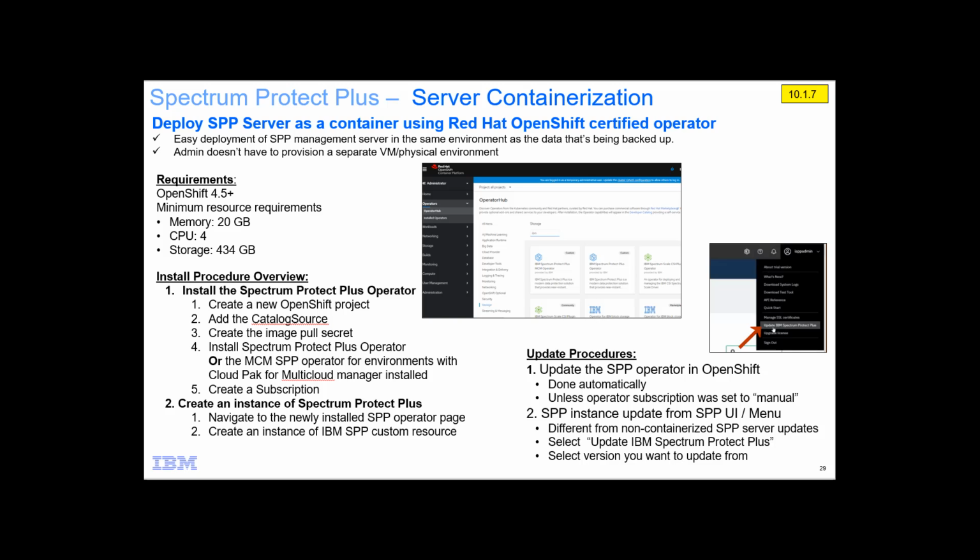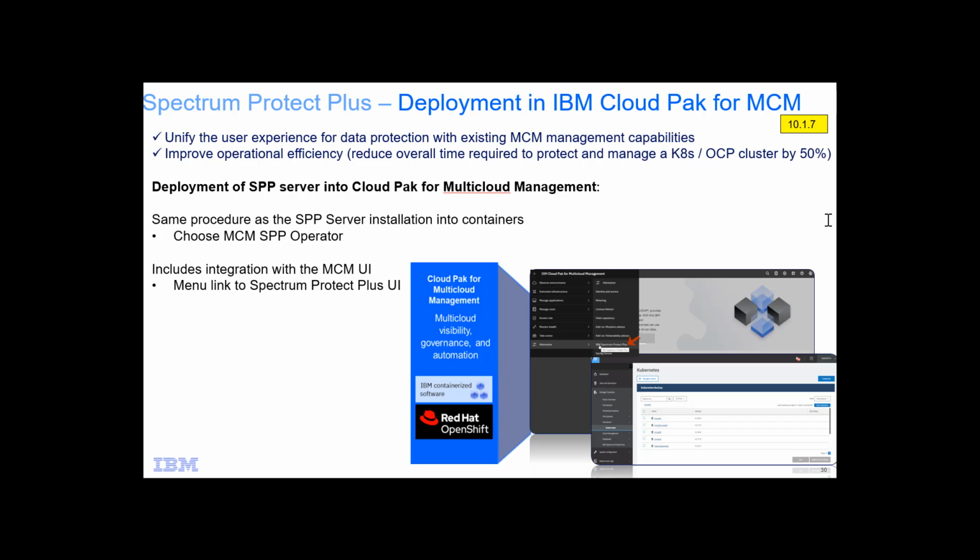Hi, welcome to this demo of installing the IBM Spectrum Protect Plus server into a containerized environment. In this video, I'm going to show you how to install the Spectrum Protect Plus server into an environment that has IBM Cloud Pak for multi-cloud management installed. However, you can also install this into a regular OpenShift environment that doesn't have the Cloud Paks, and I'll point out along the way how to do that.